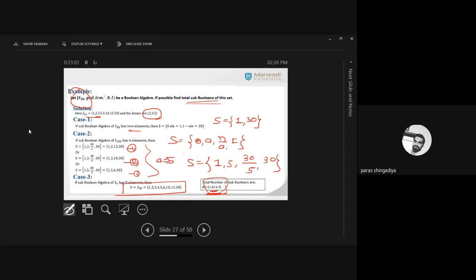Some of the examples are given in the assignment also. So you can practice some more examples. Consider any of the sets here, and if it is a Boolean algebra, then we can check its sub-Boolean algebra by using this procedure.